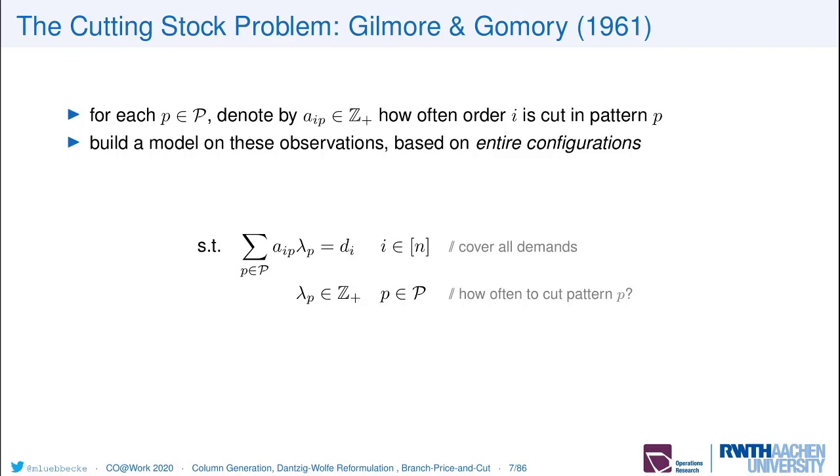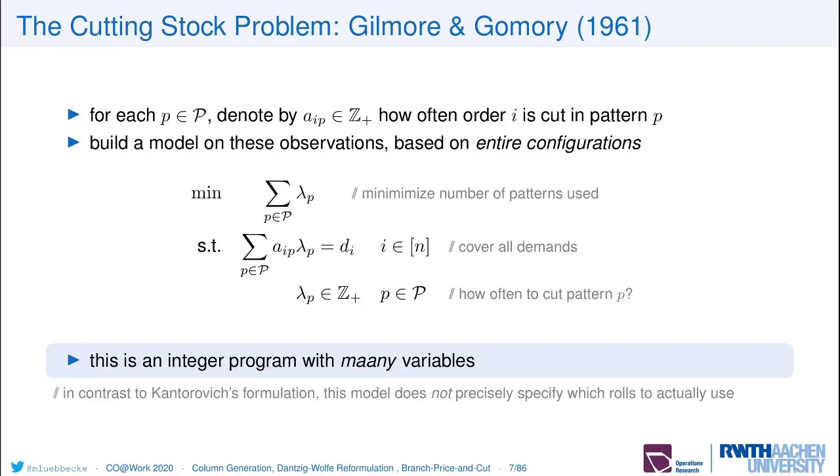And now, because every pattern is exactly equivalent to using one role, so whenever I use a pattern, I have to use one role. In the objective function, I only have to sum over all the variables, because that says here how many patterns I will use. This is exactly the same number as how many roles I will use. Okay, so this is a completely different kind of formulating the same problem.